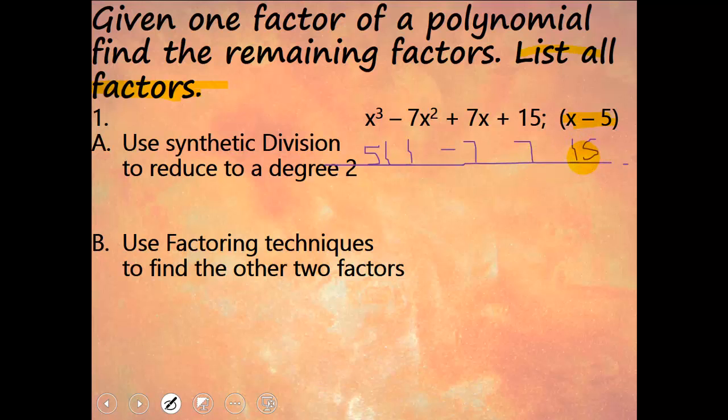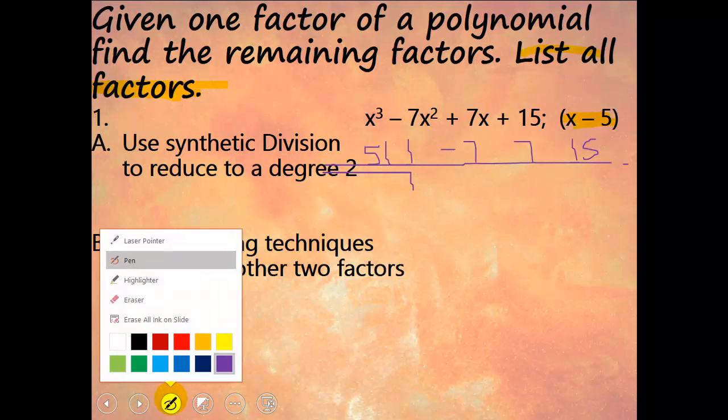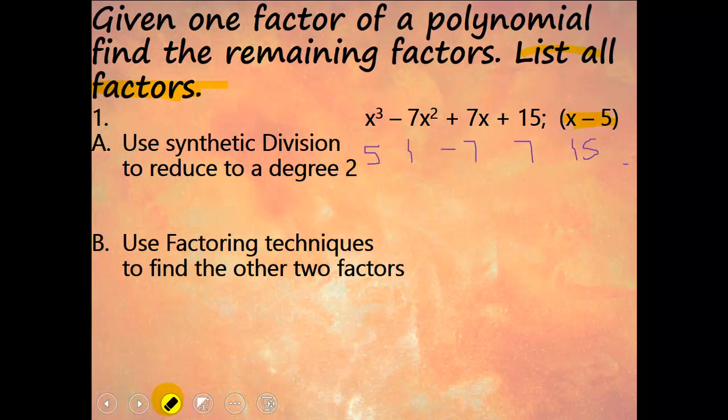And I'm going to do synthetic division. I'm going to bring down my 1. 1 times 5 is 5, plus -7 is -2. -2 times 5 is -10. -10 plus 7 is -3. -3 times 5 is -15. -15 plus 15 is 0. Woohoo! Okay, so we know that it's a root, so we should get a 0 here, okay?